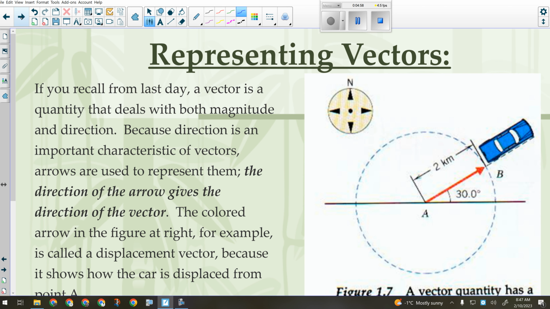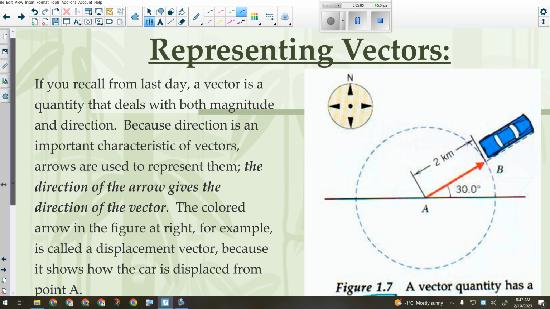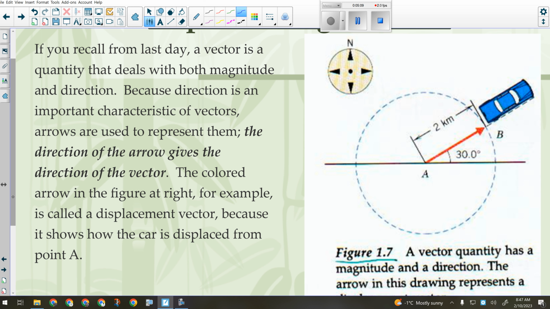All right, so a vector quantity has both magnitude and direction, and the convention of drawing vectors is that we use arrows to represent vector quantities. So arrows are used to represent vector quantities, and the direction of the arrow gives the direction of the vector, which again means you have to be mindful of your scale. It's not usually the length that people mess up in their diagram, it's the angle. I've had questions where I tell people it's 30 degrees north of east and they draw this line.